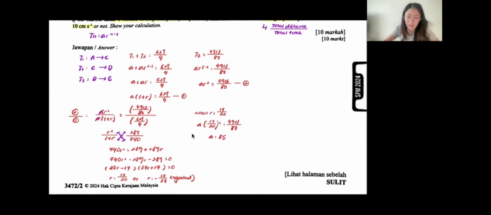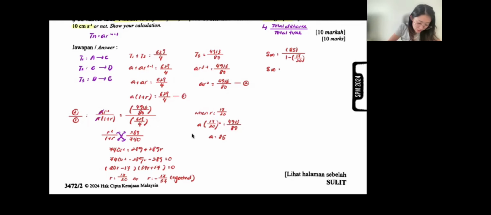Not done yet. Now our job is to find the total distance. Guys, this is a GP. To find the total distance, it didn't tell you when it stopped, correct or not? So it is like a pendulum, it will go to infinity. We don't know when it's stopping. So this will be the sum to infinity. Formula: A over 1 minus R, with R as 17 over 20. This is your total distance. So the sum to infinity, you'll be getting 85 over 1 minus 17 over 20.